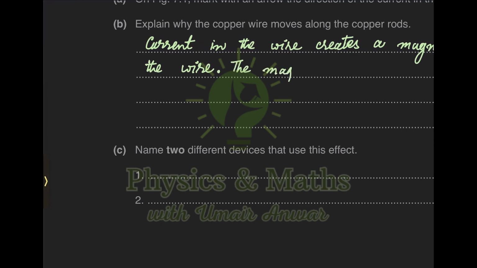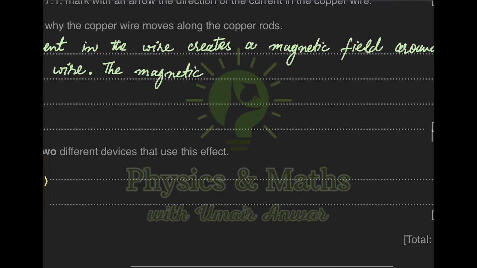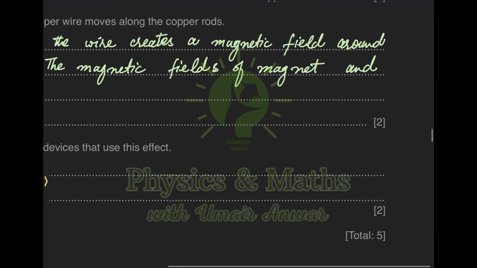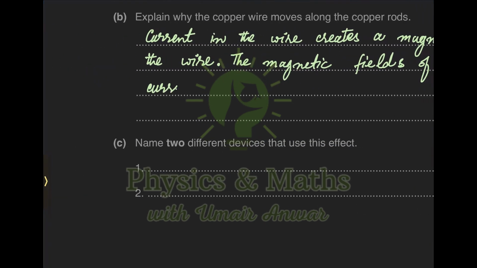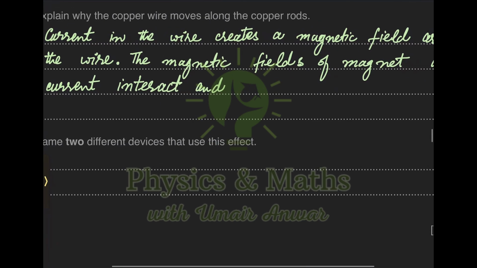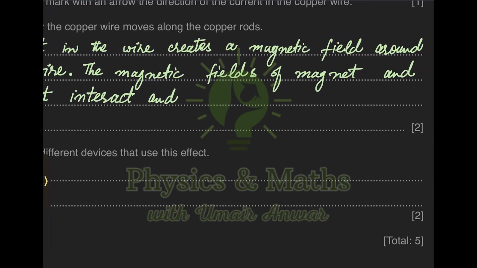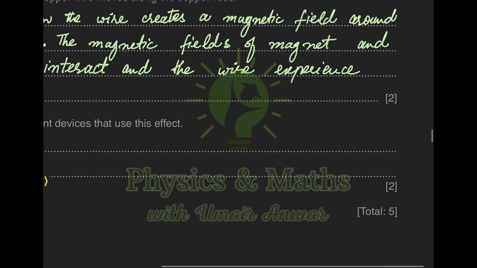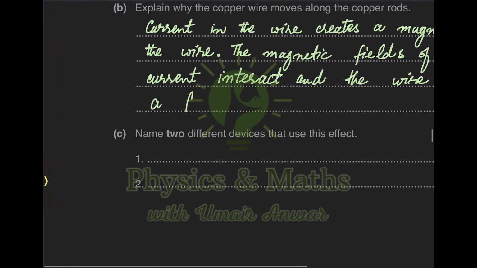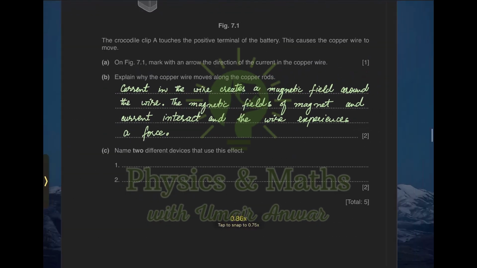The magnetic fields of magnet and current interact and the wire experiences a force. That is why the wire was moving.